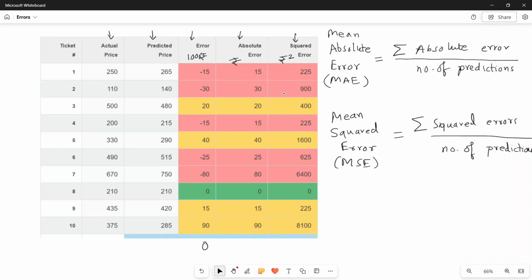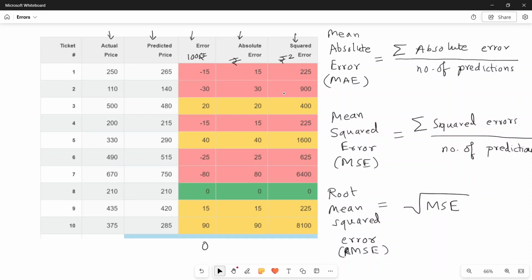So something more meaningful, something in the same dimensions as the original quantity, is the square root of MSE. The square root of this is the root mean squared error, RMSE, that is root mean squared error. So this is the basic simple concept behind all of this.